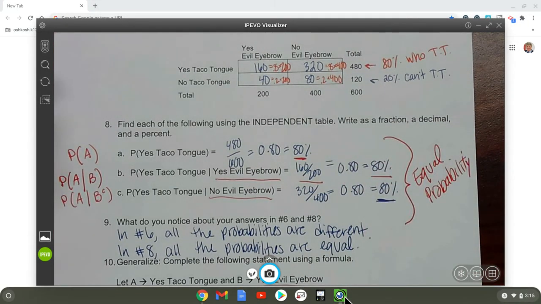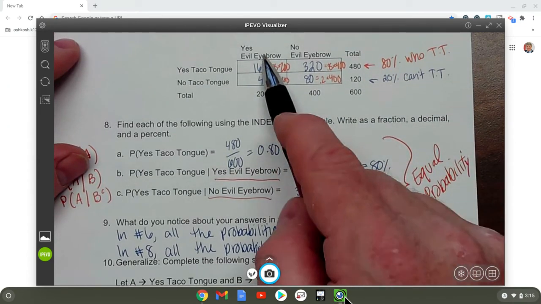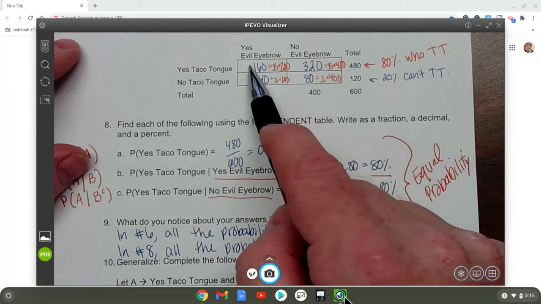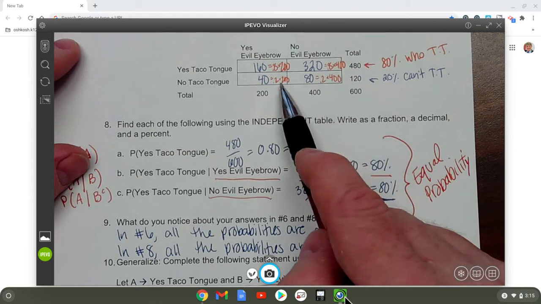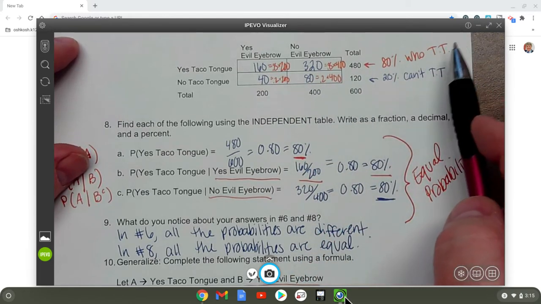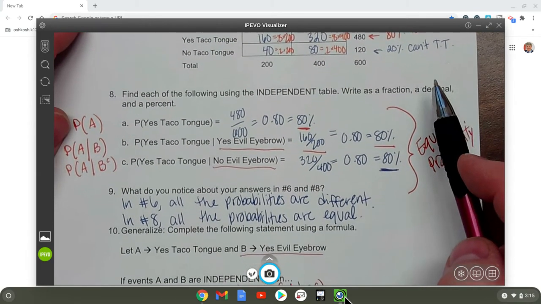So that's if they were independent. Let's see if these match. So these add up to 200, these add up to 400. Let's see if it matches that way, because it should. 160 and 320 is 480, 40 and 80 is 120. So 80% who can taco tongue, 20% who cannot do the taco tongue.